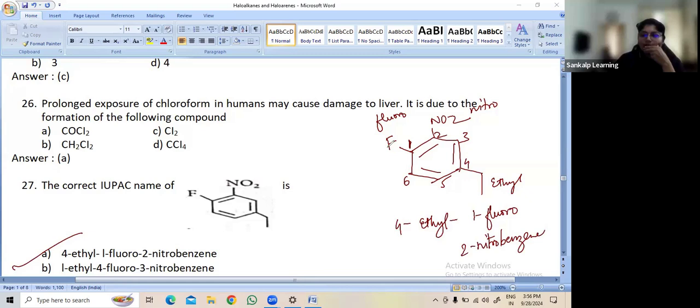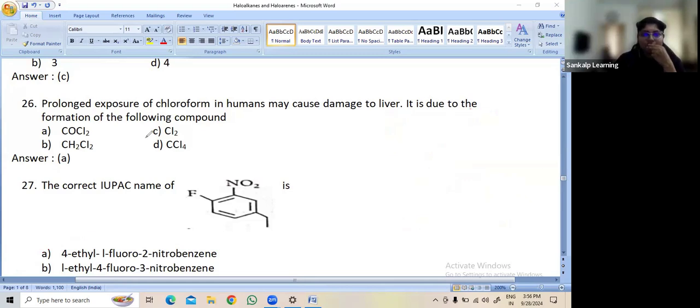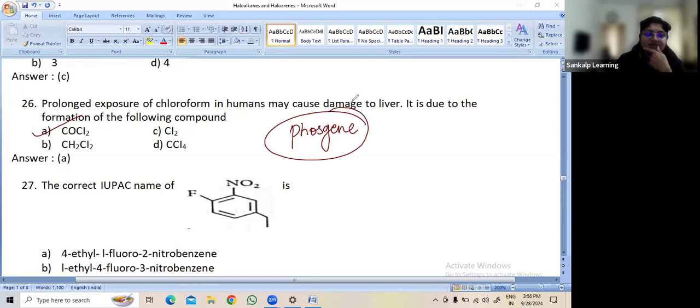Prolonged exposure to chloroform in humans may cause damage to the liver. Why? It is due to exposure to phosgene. Chloroform contains phosgene. When chloroform, CHCl3, reacts with oxygen or air in the presence of UV light, it forms phosgene, and it will cause damage to the liver.